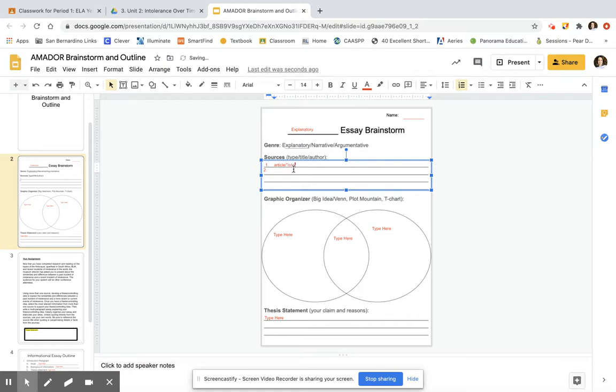So we're going to type that all here. Article, Intolerance, Throughout History, and the author was unknown. Now, the second thing we read, we'll go over in a minute. I want you to pause right here if you need time to catch up with the typing.